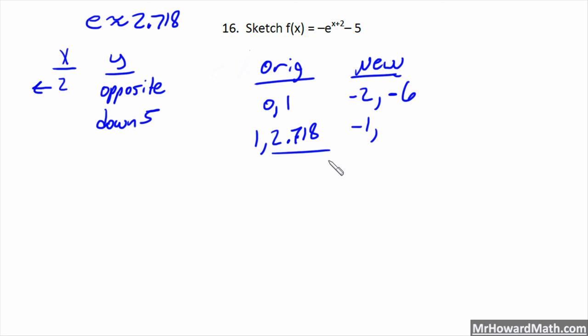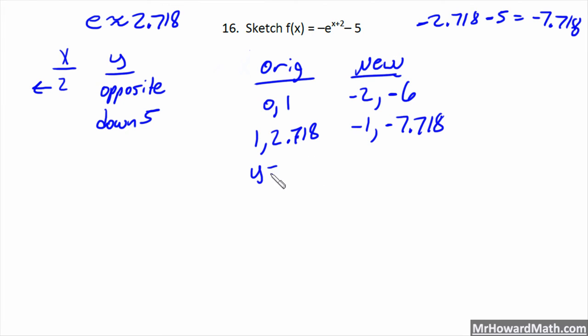Okay, next one, we're at 2.718, make it opposite, negative 2.718. And then down 5 takes you to negative 7.718. If you need to write all that out, that's fine. Sometimes that makes it easier. Basically, you're doing this. You've got 2.718. You make it negative because it's opposite, and then you subtract 5 from that. So that gives you the negative 7.718 for that other y coordinate. Okay, our original horizontal asymptote, y equals 0. New horizontal asymptote, down 5, so y equals negative 5.